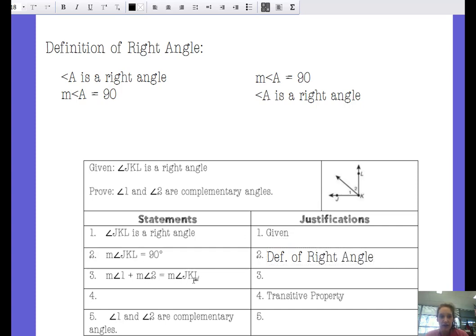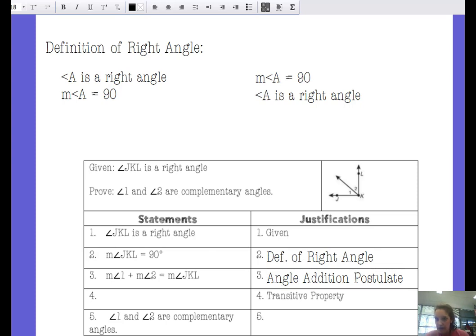Then I notice in statement 3, the measure of angle 1 plus the measure of angle 2 equals the measure of angle JKL. That's the measure of angle 1 plus the measure of angle 2 equals the whole enchilada, measure of angle JKL. I am adding the two parts together to make them equal to the whole thing. Part plus part equals whole. I'm adding angles, so this justification is the angle addition postulate. Part plus part equals whole, adding angles together.